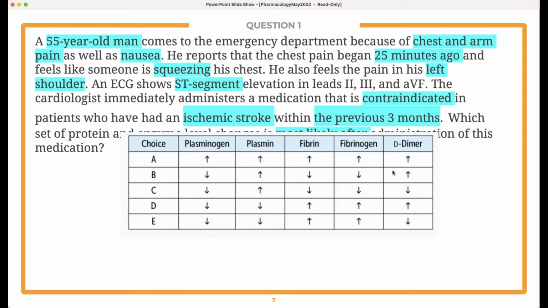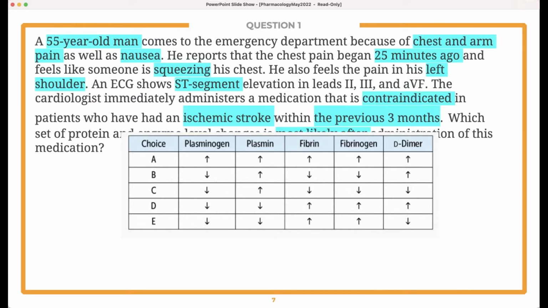So those are important clues to help us get to the right answer. And it's asking us what enzyme changes are most likely going to be seen here after administration of this medication. So I highlighted those clues for you. They've given us some great clues in this vignette. So let's think about how many steps it's going to take.